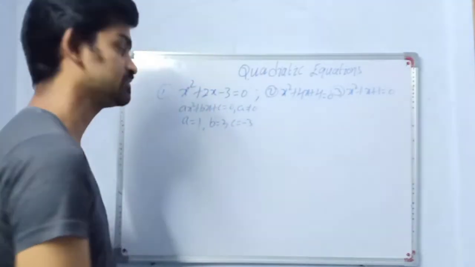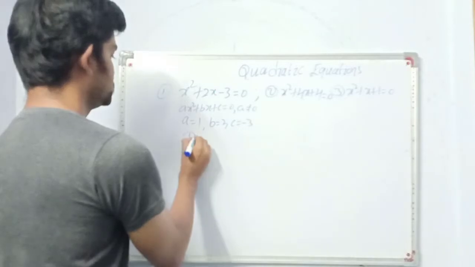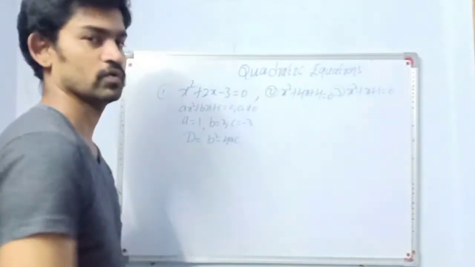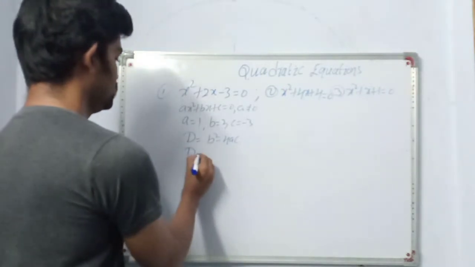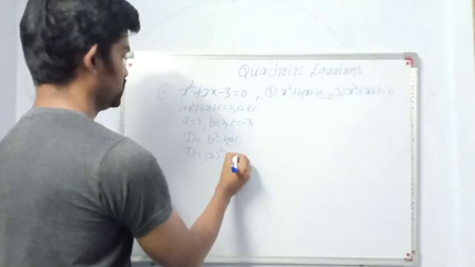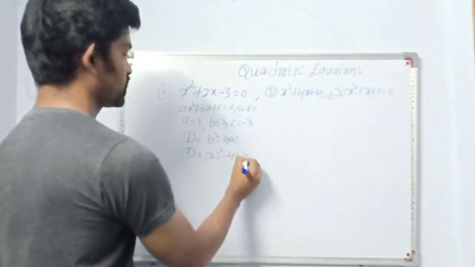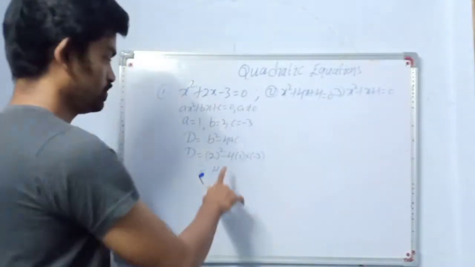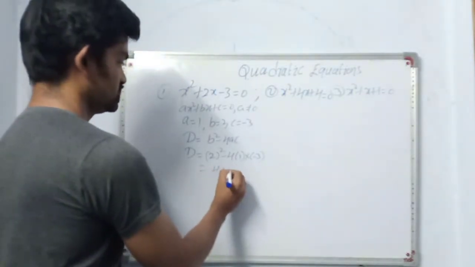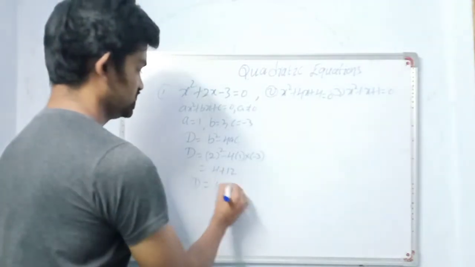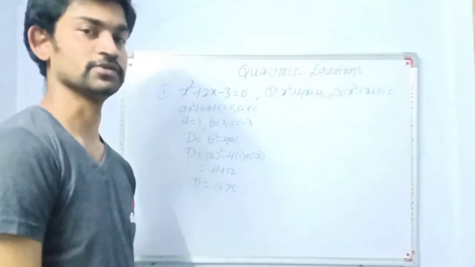Now find the discriminant value. So what is the discriminant value? D equals b square minus 4ac. So substitute these values: 2 square minus 4 into a is 1 into c is minus 3. This is 4 minus of minus, plus 12. So d value is 16, which is greater than 0.